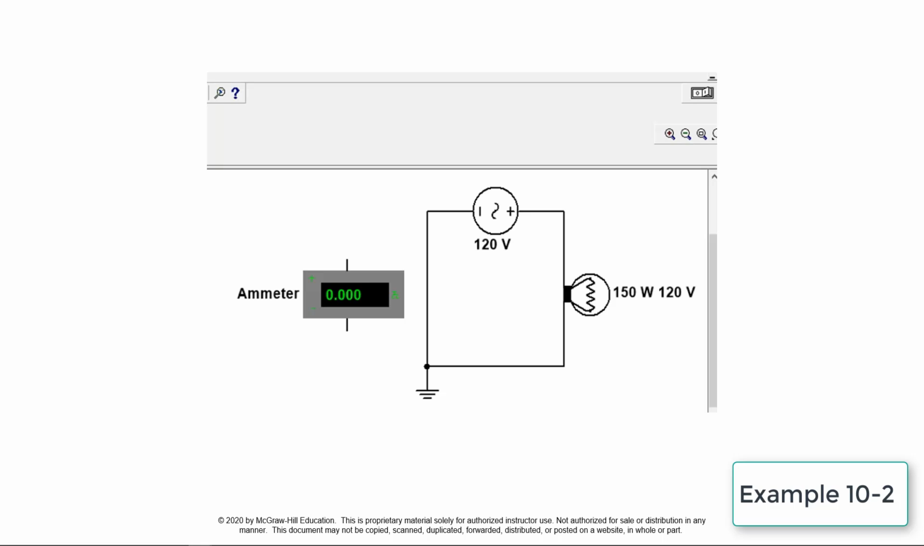This circuit simulates the calculation of current flow in a circuit based on the wattage divided by the voltage and its verification with the simulation. Expected current flow equals 150 watts divided by 120 volts, which equals 1.25 amps. The amp meter is connected and the simulation is turned on to verify the current calculation.